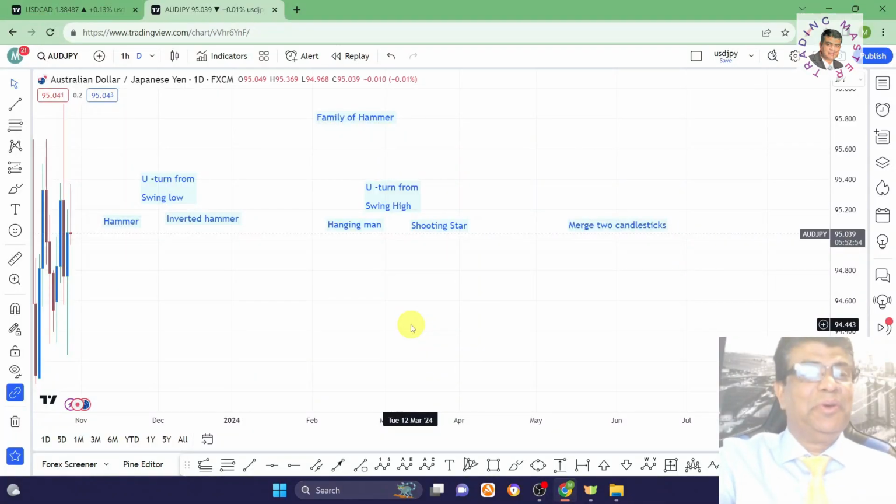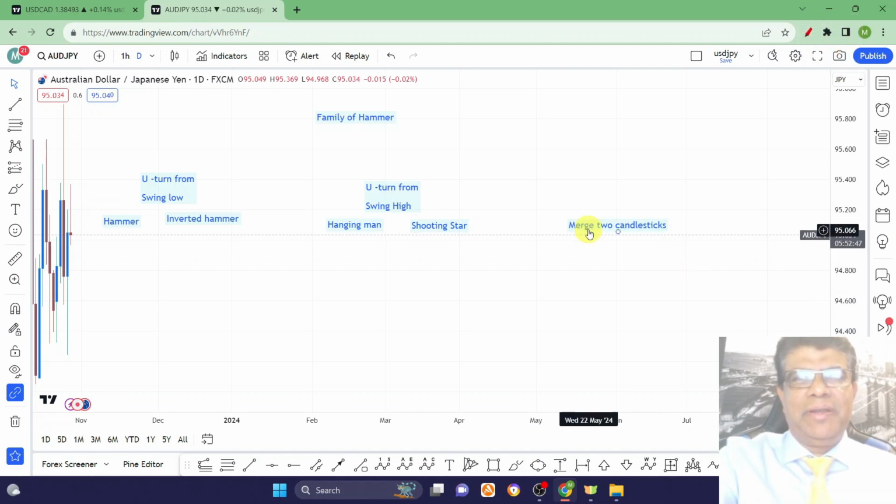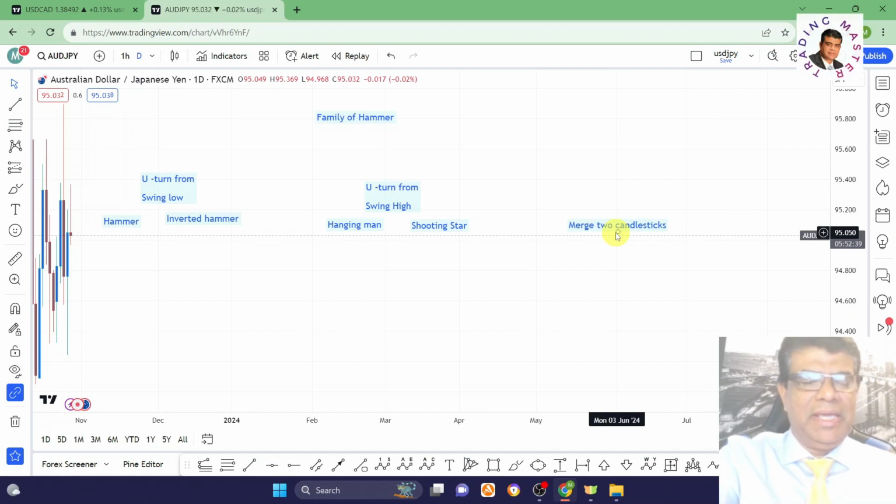Now I want to draw the hammer candlestick, inverted hammer, hanging man, and shooting star, and how you can merge two candlesticks and make one. Okay, my drawings are not perfect. I'm just trying, so please bear with me.